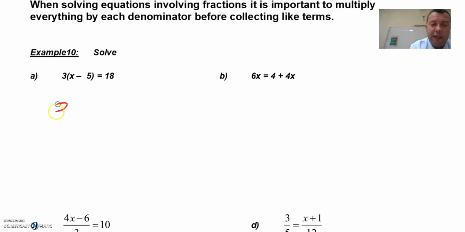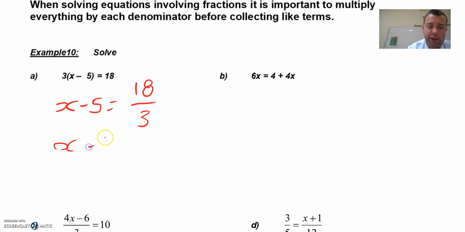That would mean that x minus 5 equals 18 over 3. Divide both sides by 3, that means that 3 there is gone. I don't need the brackets anymore because there's nothing outside of them. So, that 3 is gone. We've divided both sides by 3. That means x minus 5 equals 6. 18 divided by 3 is 6. Let's write that down. X minus 5 equals 6.